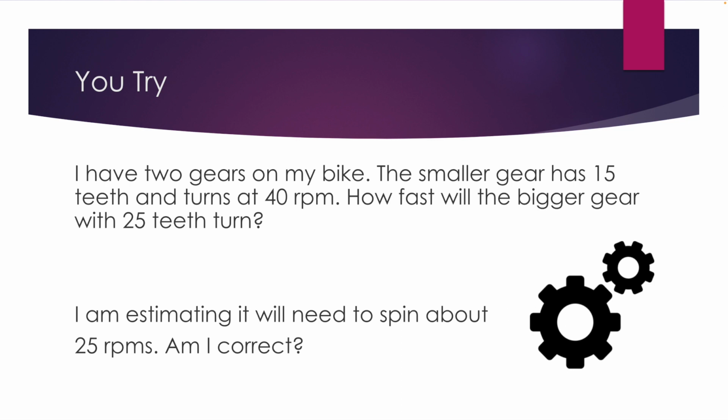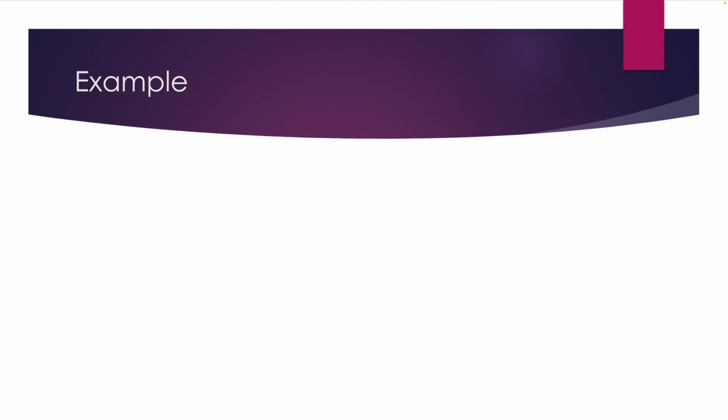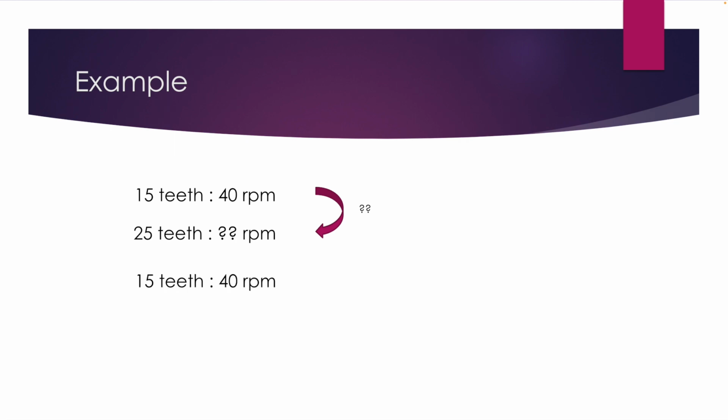Okay, so if we apply the same logic we did with the last problem using ratios, I have 15 teeth and 40 RPM, and I want to know, well, how many RPMs is 25 teeth? So how do I get from 15 to 25? Because that will tell me how to get from 40 to the number I'm looking for. And so there's not really a whole number I can use here. So you can either find a fraction number that gets you there, or maybe I'm going to try and bring 15 down to 1.